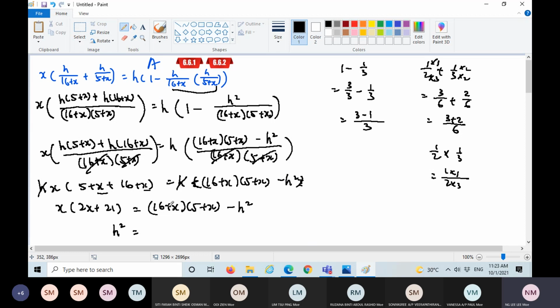This one, I think I should expand, because here you still have an x squared. I think I have to expand and then combine it. Now I expand. x times x, x squared. 16 times 5, 80. The middle term is 5x and 16x added up, so 21x. Then these two terms I'm going to move to this side, becoming minus.